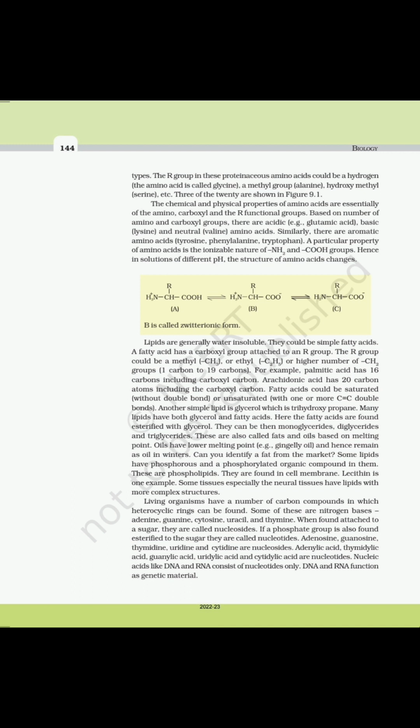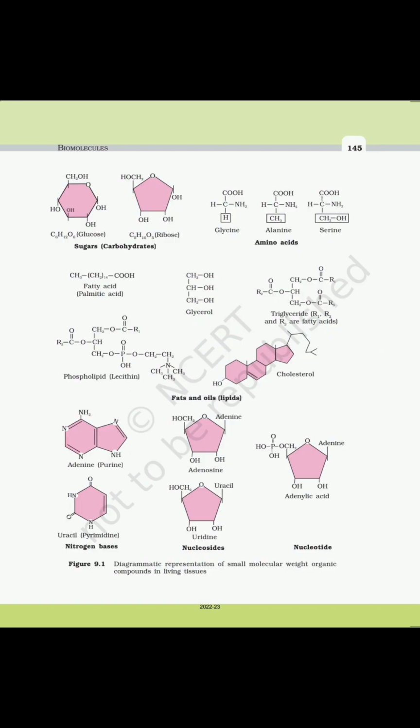Nucleic acids like DNA and RNA consist of nucleotides only. DNA and RNA function as genetic material. Figure 9.1: Diagrammatic representation of small molecular weight organic compounds in living tissues.